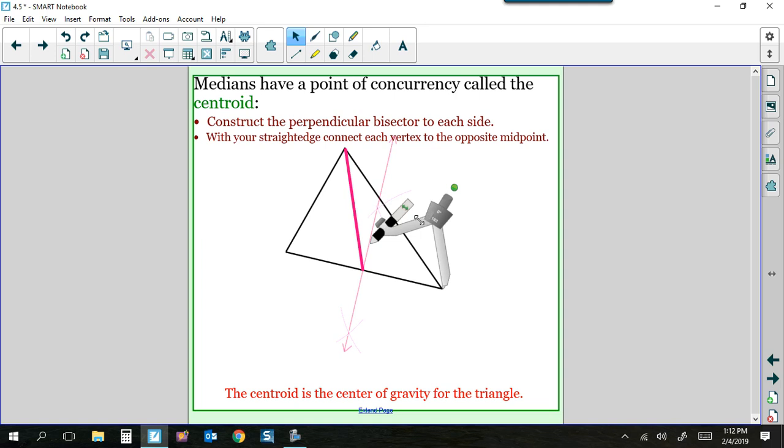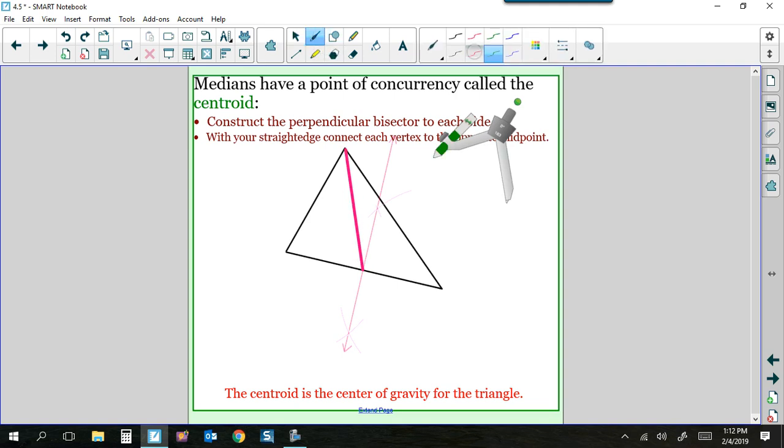So again, I cannot stress this enough. You're going to see a perpendicular bisector, but then this is your median. So that's why I have this darker so you can see that. All you need to know is that this point down here is the midpoint of this opposite side. And then you're going to go through and repeat this process for every other side.